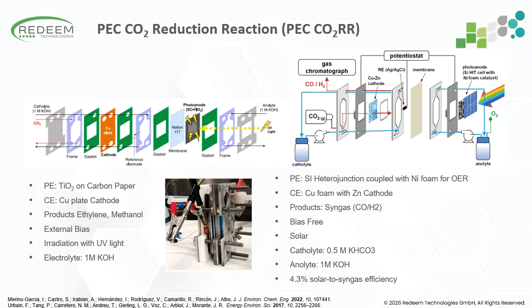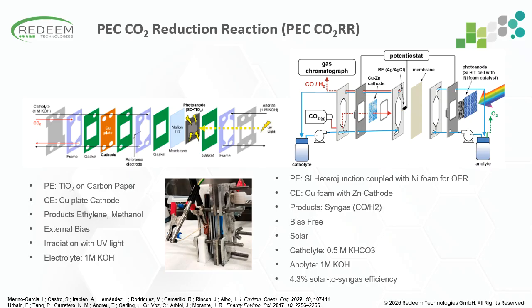So here these two publications illustrate a little bit how reactor design has evolved while following similar overall architecture. Both systems here are membrane-separated flow cells with continuous electrolyte recirculation, separating the cathodic CO2 reduction from the anodic oxygen evolution reaction. And the main difference lies in the photoelectrode and the operating strategy.